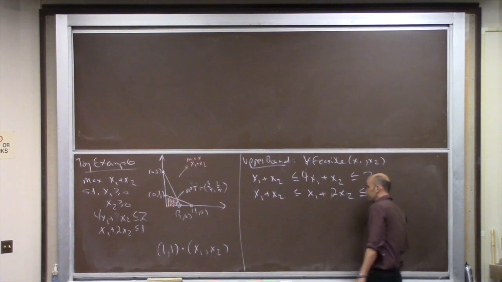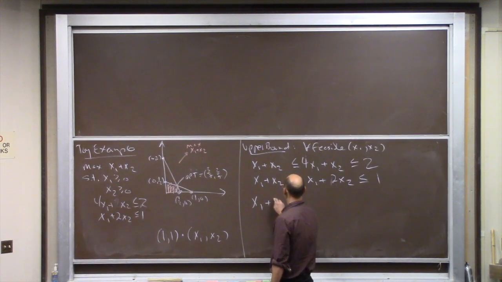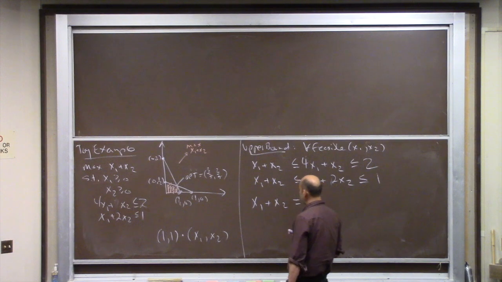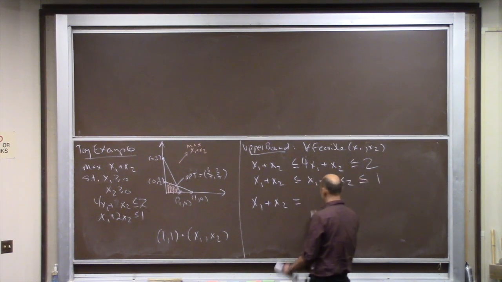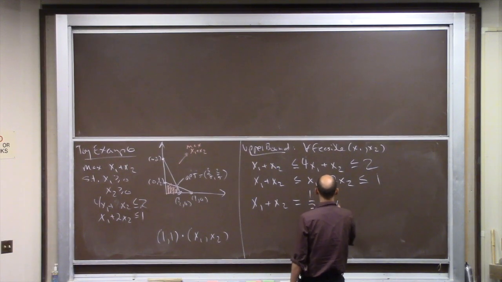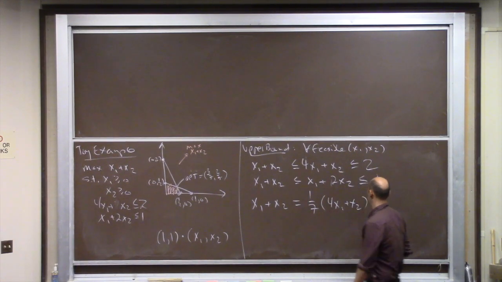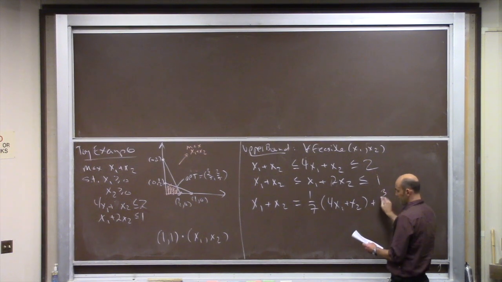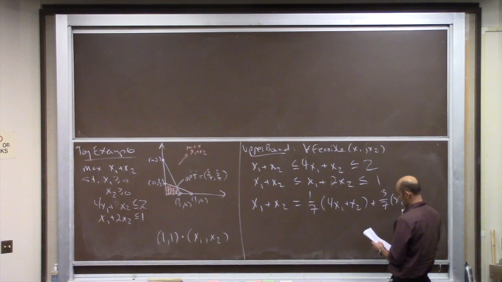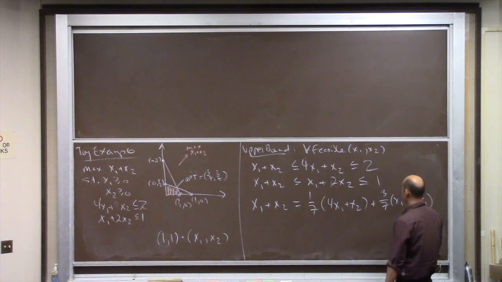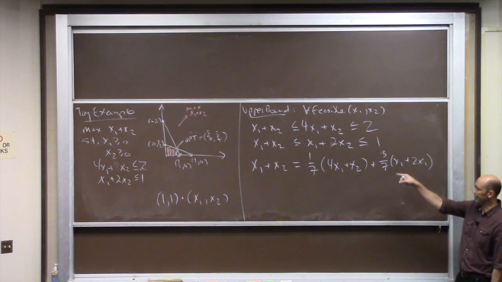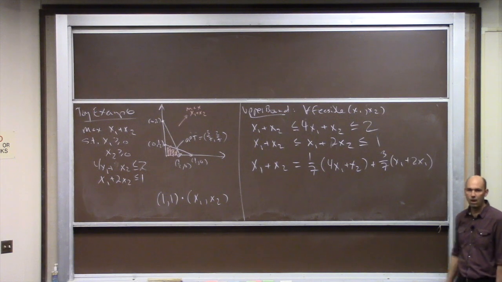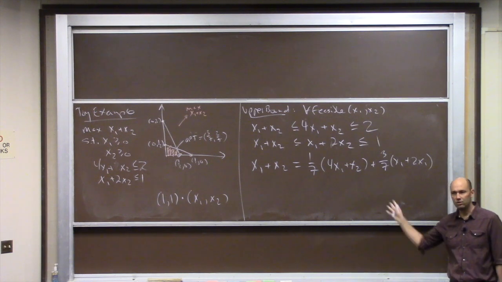So to see what I mean, notice that I can write x1 plus x2 as a convex combination of the 2 constraints. I take 1/7 times 4x1 plus x2, plus 3/7 times x1 plus 2x2. This holds with equality. It's just algebra. I actually only need an inequality, like in the first 2 cases, but I happen to have equality. So again, this is just algebra.